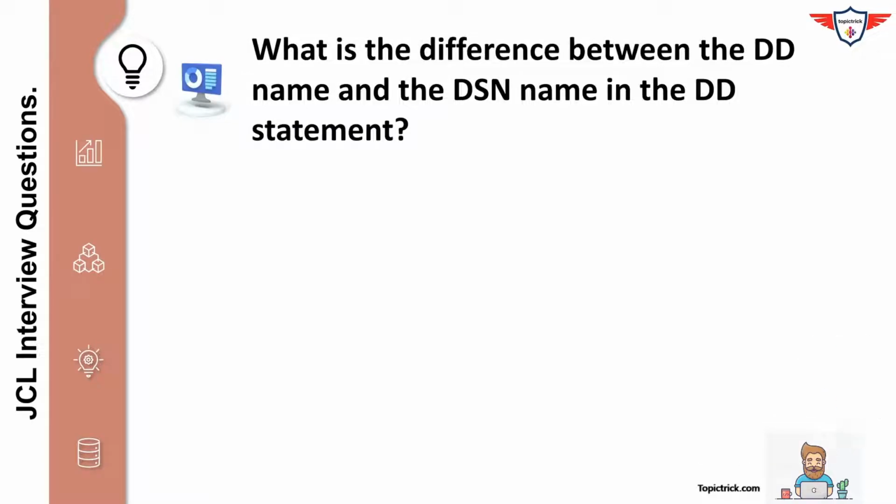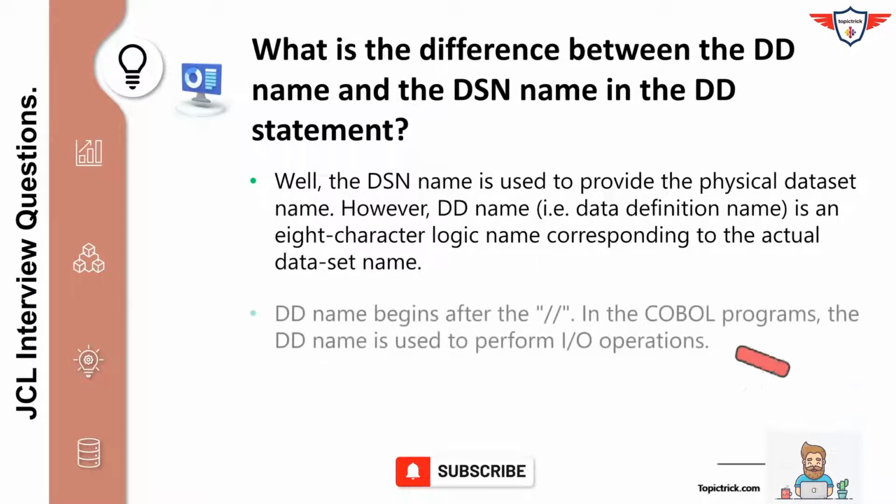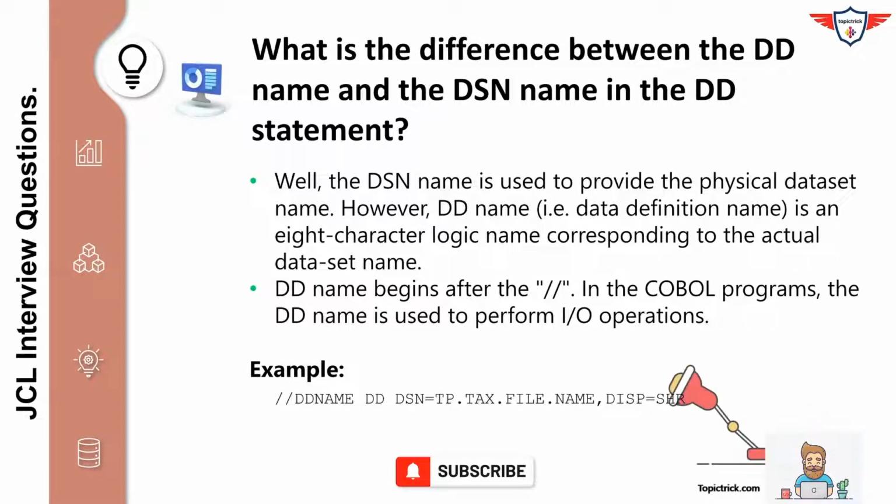What is the difference between the data definition name, that is DD name, and dataset name, that is DSN name? Well, the DSN name is used to provide the physical dataset name. However, DD name, that is, data definition name, is an 8-character logical name corresponding to the actual dataset name. DD name begins after the //. In the COBOL programs, the DD name is used to perform I/O operations.